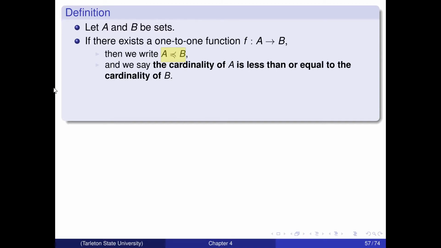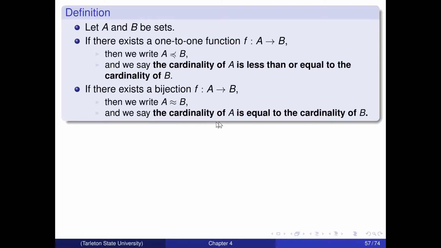Now, what we also saw in the previous slide is that we have a bijection. If there's a bijection from A to B, in that case, we say the cardinality of A is equal to the cardinality of B. And the way that we will write that is with this kind of curvy equal sign. And that's how we will express that idea. So both of these ideas will be useful for us today. Let's look at some examples of this.